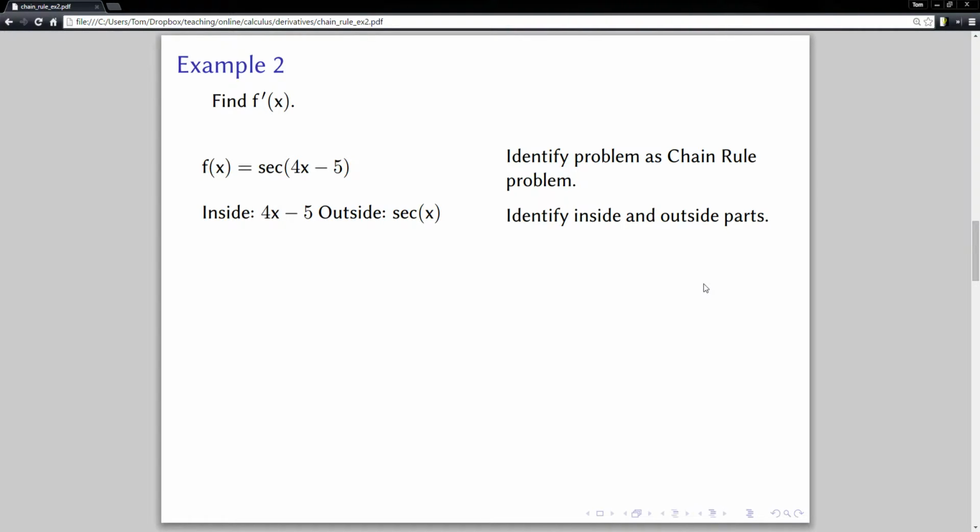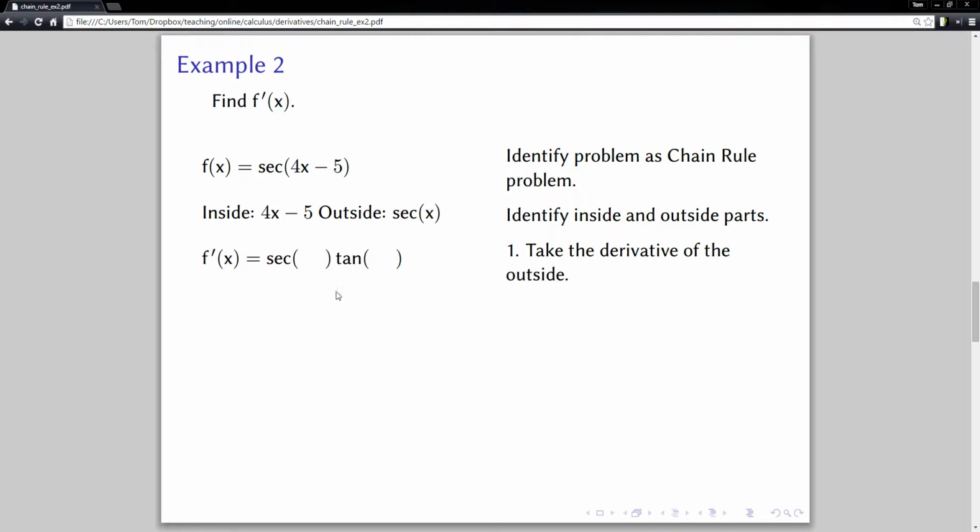Alright, so now that we know the inside and the outside part, taking the derivative is just a matter of running through the 3 steps of the chain rule. So step number 1, take the derivative of the outside function. The outside function is secant x, so the derivative would be secant x tangent x.